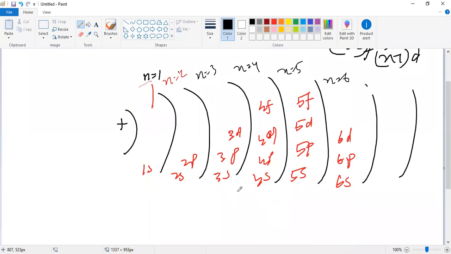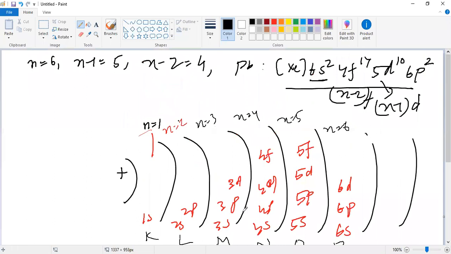So now you have these various orbitals present in the various shells. So these are the shells. This is what we call K, L, M, N, O, P. These are the shells, my dear students. Now what happens if you really look into the oxidation state?